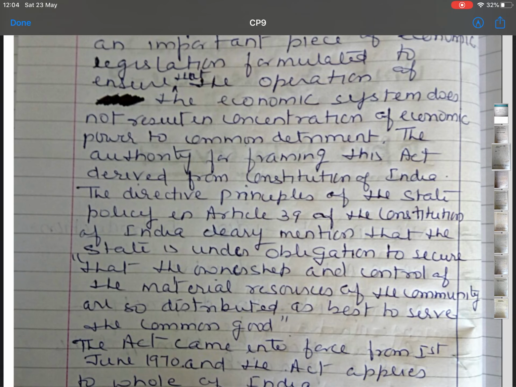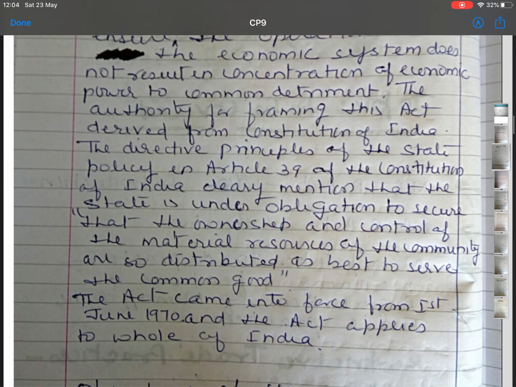The directive principle of state policy in Article 39 of the Constitution of India clearly mentions that the state is under obligation to secure that the ownership and control of the material resources of the community are so distributed as best to serve the common good. The act came into force from 1st June 1970, and the act applies to the whole of India.